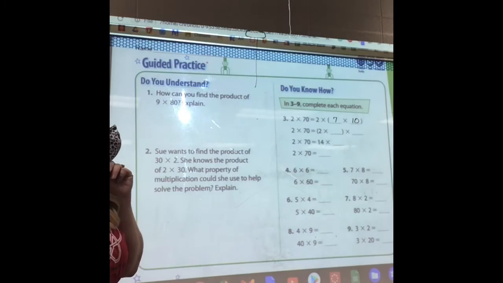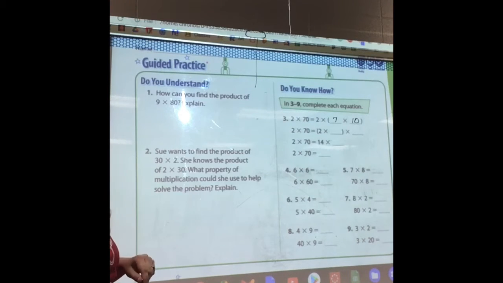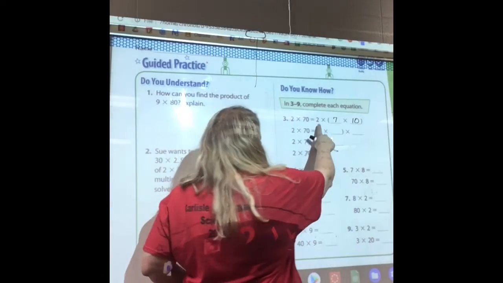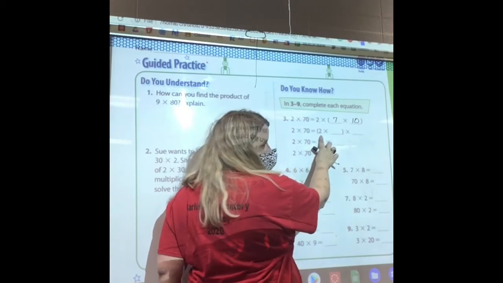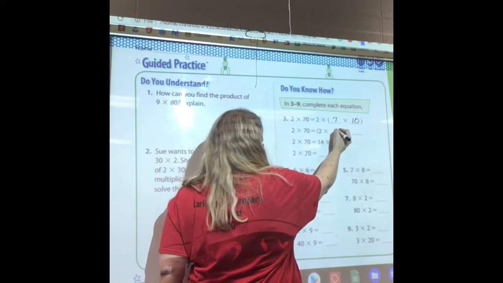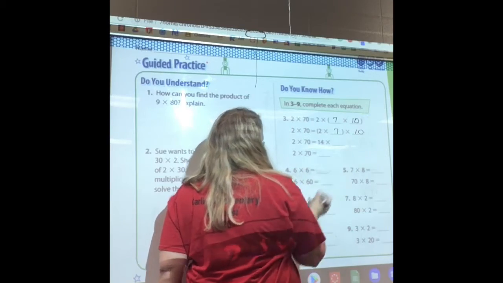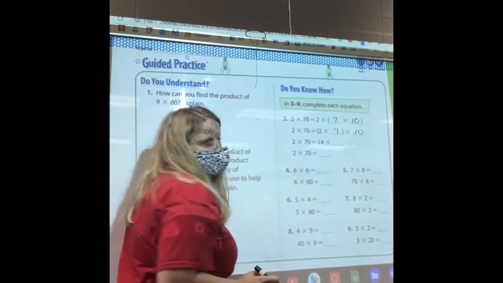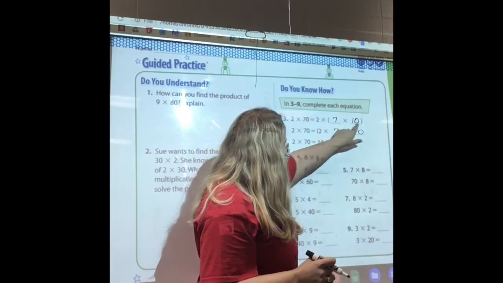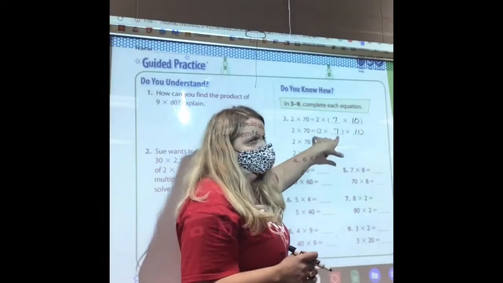Now, remember with associative property, it says we're going to keep the factors in the same order, right? Factors are what we're multiplying. We're going to keep them in the same order, except we're going to change the parentheses, the way we group them, okay? So I got 2, 7, 10 here, so what do you think's going to happen here? Okay, so we also know that parentheses means we have to do it first. So do you see how they just changed what we're going to do first to make it a little bit easier?